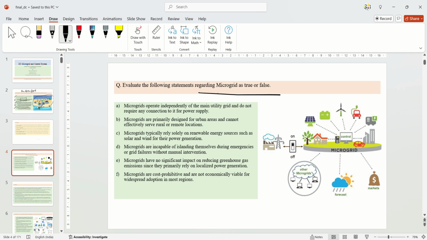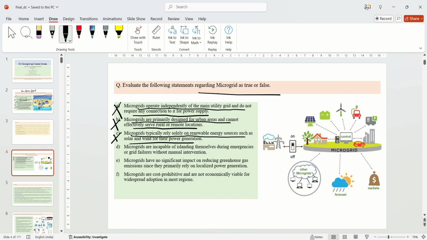Okay, let me give the solution for this question as well. The first statement says microgrid operates independently of the main utility grid and does not require any connection to its power supply. That is false. The second statement says microgrids are primarily designed for urban areas and cannot effectively serve rural or remote locations. That is also false. Microgrid typically relies only on renewable energy sources such as solar and wind for their power generation. That is also false.